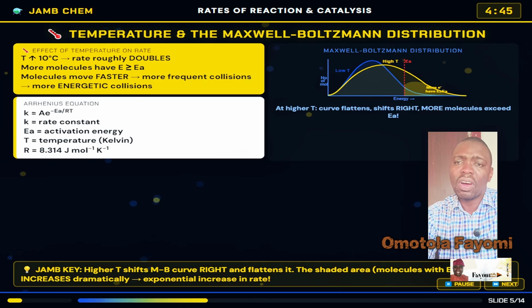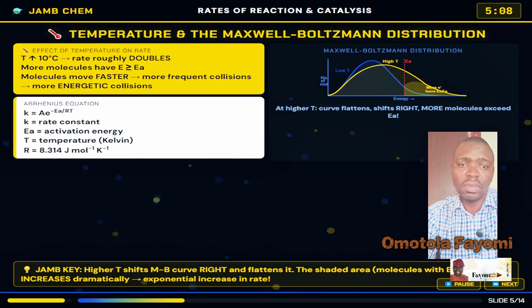But why does temperature have such a dramatic effect? The Maxwell-Boltzmann distribution graph on screen shows the answer beautifully. The x-axis shows the kinetic energy of molecules, and the y-axis shows the number of molecules with each energy level. The vertical dashed red line marks the activation energy, EA.